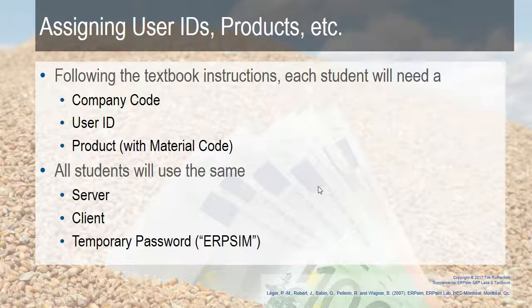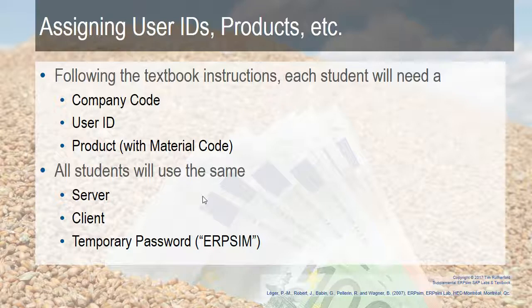In addition to this, make sure I didn't miss anything, I clicked it twice. You need to also, following the textbook instructions, assign for each student a company code, a user ID, and a product with a material code. Now, if you read the instructions within the textbook itself, all you really need to do is assign them a user ID, and they should be able to figure out the company code and the product and material code from that. I like to go ahead and just tell them flat out what it is, even though you don't have to. If you just give them a user ID, that should do it.